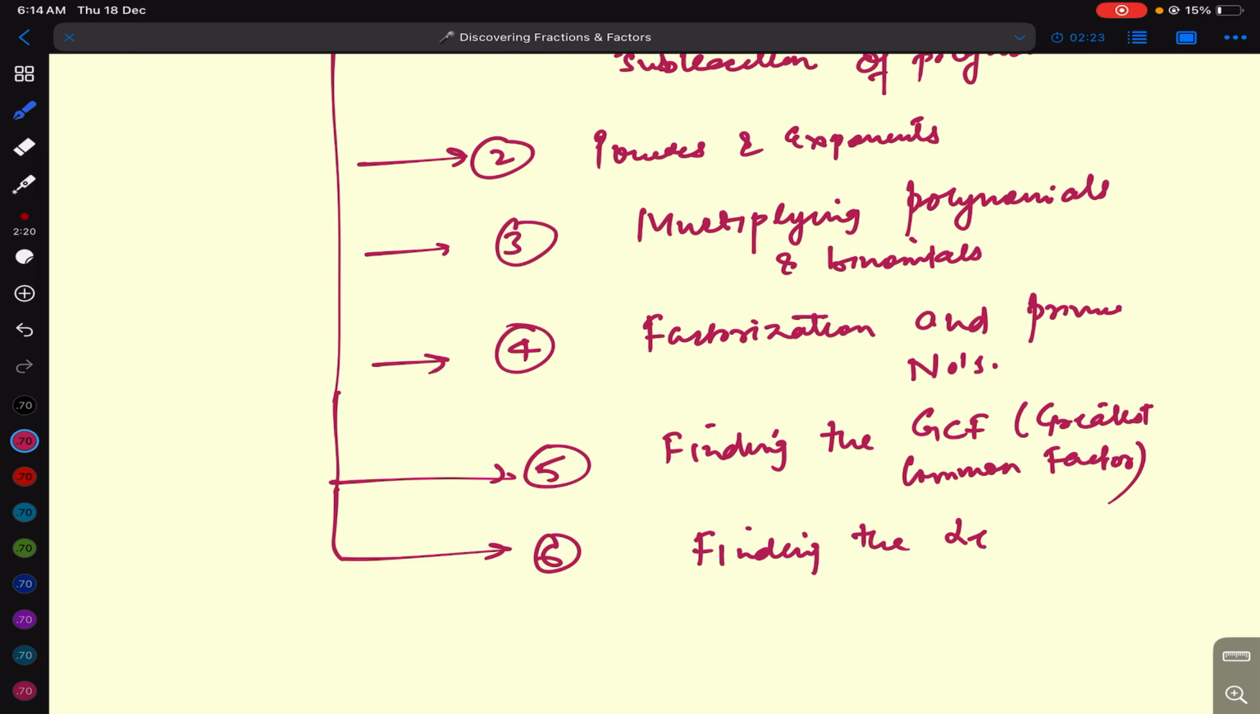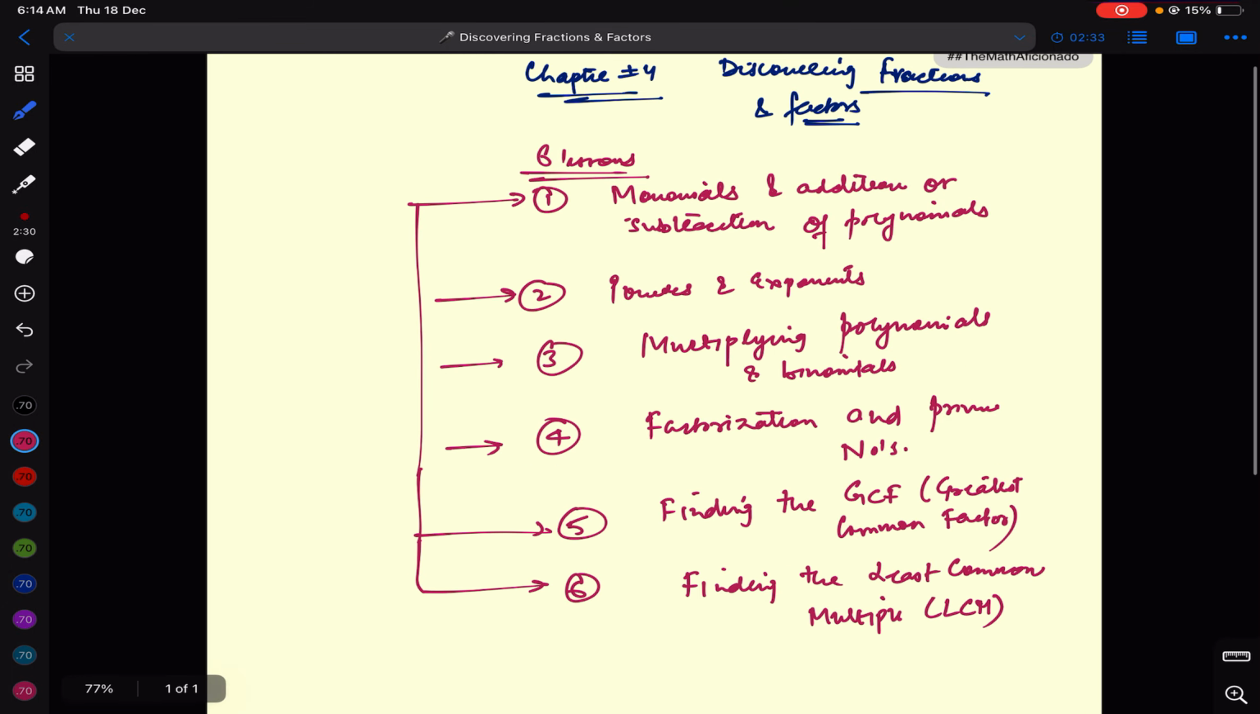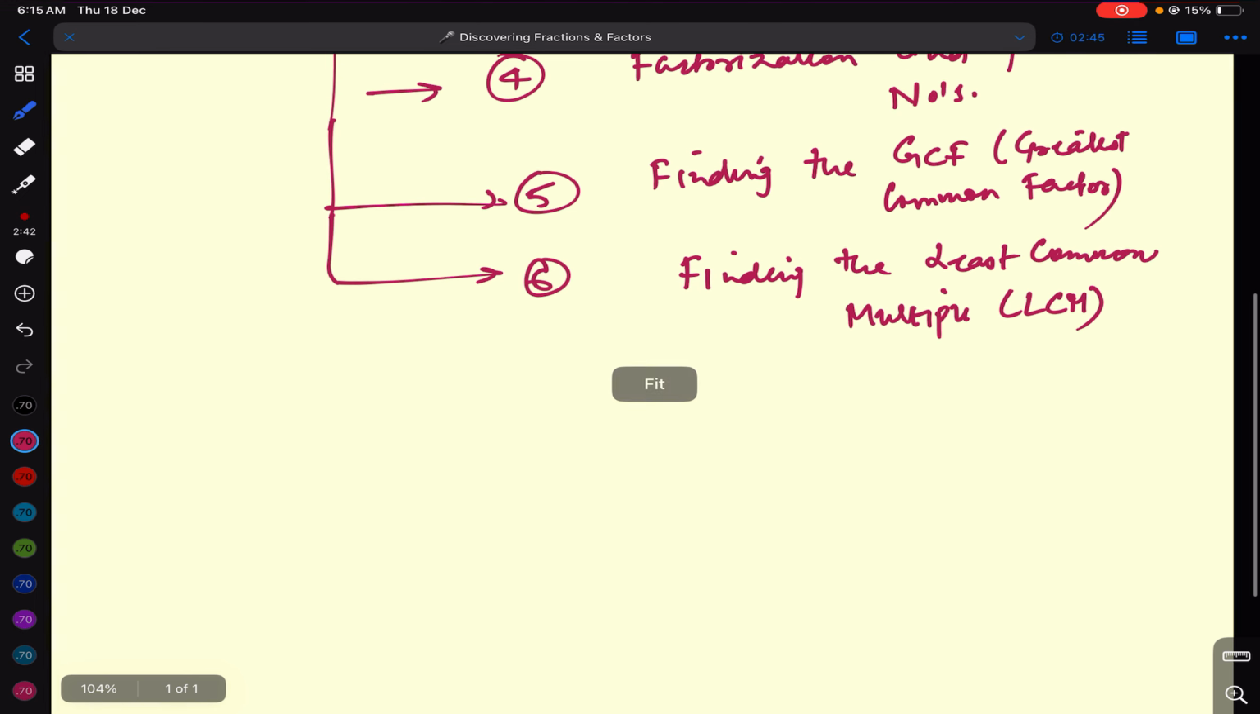Finding the least common multiple, which is LCM. Okay, so this chapter basically covers these 6 lessons. Now we'll be covering these lessons one by one. So let's start with the first lesson, which is monomials and addition or subtraction of polynomials.